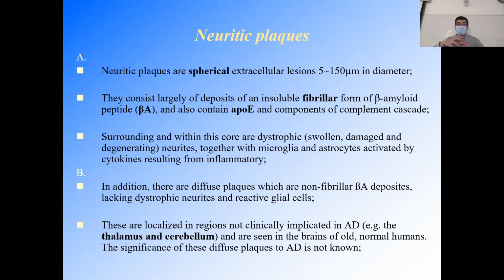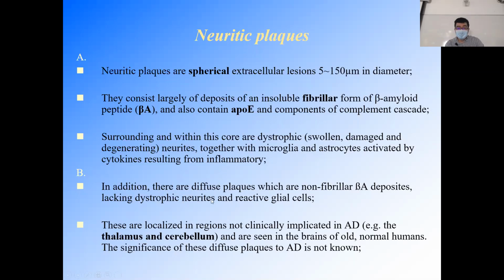So it's surrounding its core. So there will be a dystrophic neurite. The neurites are swollen and damaged. There are microglia cells and astrocytes activated. So there's an inflammatory response around that region as well. So that's what people believe, that the plaque is the major reason behind the degeneration of those neurons.